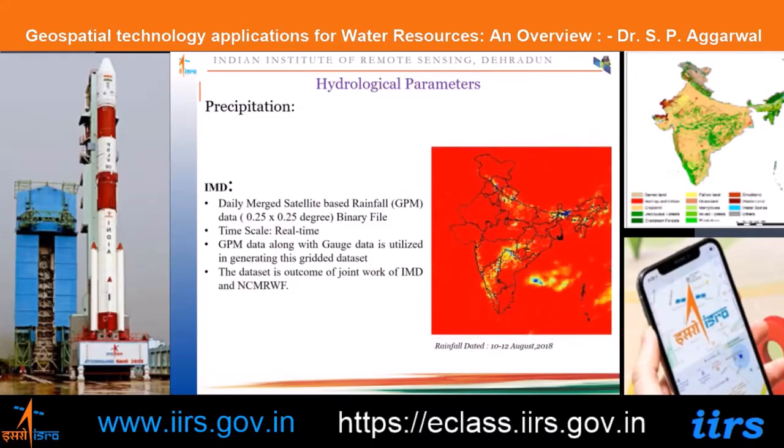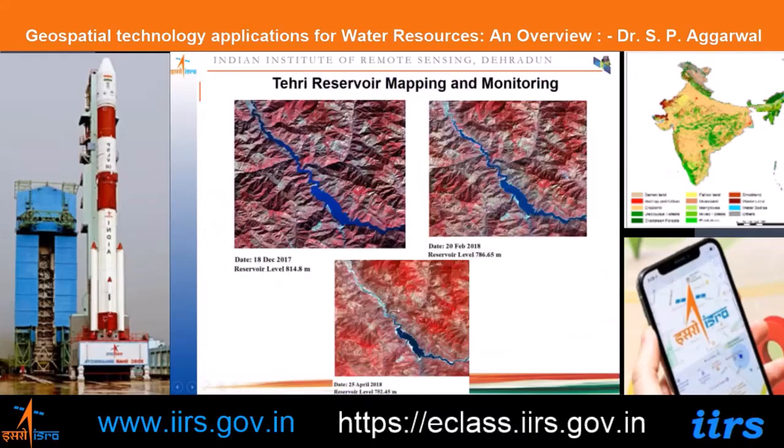Okay, now this is the reservoir monitoring. You can see Tehri Reservoir in Uttarakhand. You know that this is one of the biggest dams of this country, and if you see the Rockfill Dam, this is the biggest. Otherwise, there is another concrete dam, Bhakra, but this is a Rockfill Dam. This is the Tehri Dam, and the dam is here. You can see, and this is the water spread.